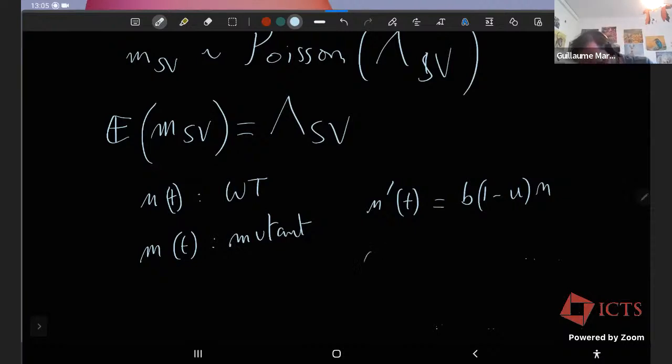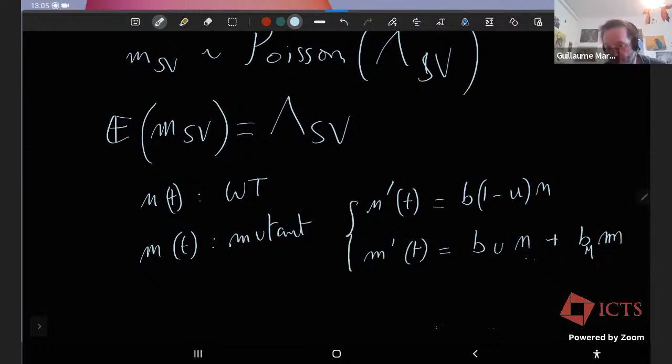And the mutant count changes by B U N. These are the new guys produced by mutation from N, plus B M, the birth rate of the mutants, times M, because that's the growth of those mutants. So if you do that, you have a system of ordinary differential equations, and it's deterministic. So it's really a deterministic approximation. It's a rough treatment of that.